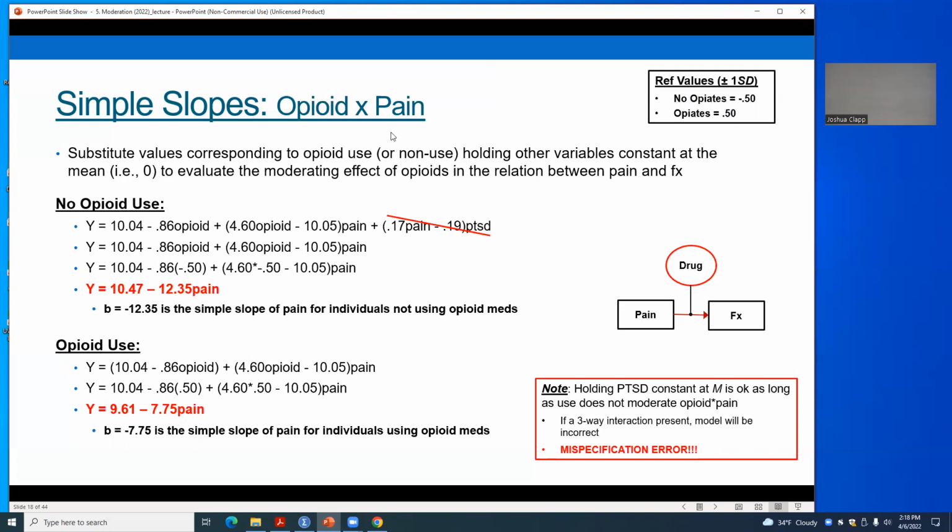Yeah, they're just an even split. It's not going to be like half the sample is using opiates, half the sample isn't. Let's say I'm looking at the difference in the conditional effect of something on an outcome across men and women, and it's our typical sample where I've got 70% women, 30% men. It's not going to be negative 0.5 and 0.5, right? It's going to be that split there.